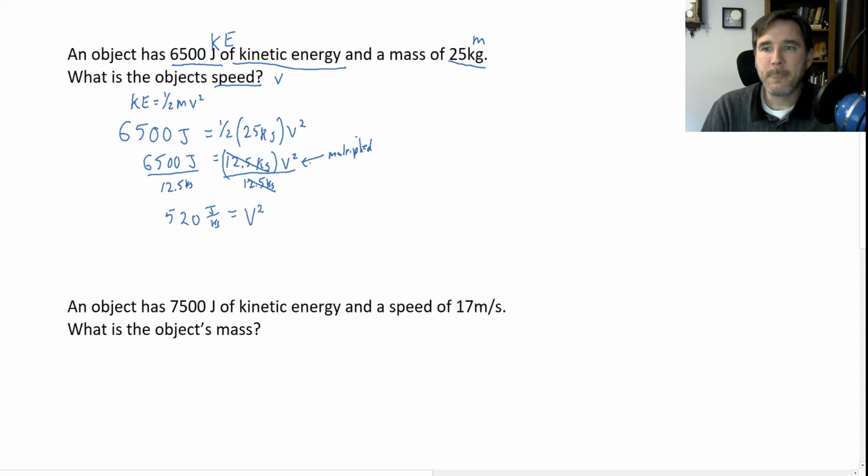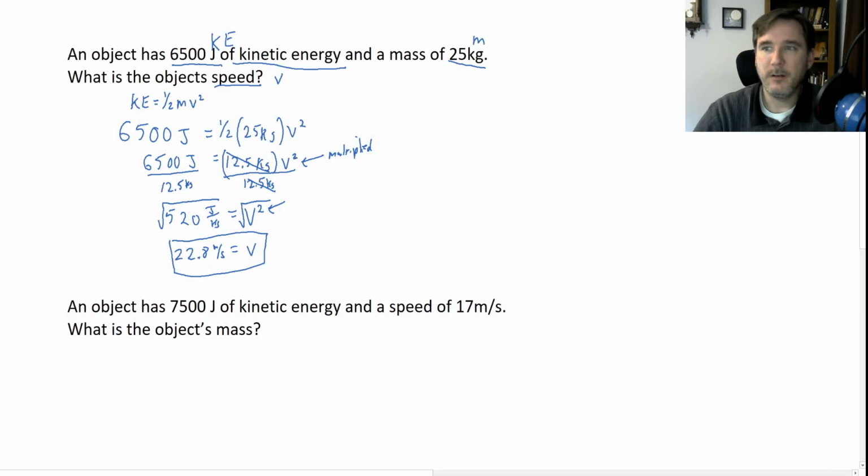Velocity squared. Now, I don't want velocity squared. I just want velocity. And so how do you undo a square? Well, you take the square root of it, and that's going to give me velocity. But whatever you do to one side, you have to do to the other. And so when I take the square root of 520, I get 22.8 meters per second. Okay, so I'm going to put a box around that because that's my final answer. And there we go. As you can see, you just take the square root.